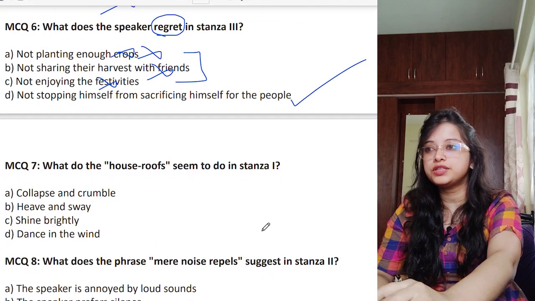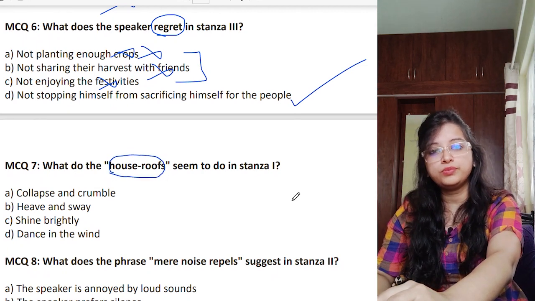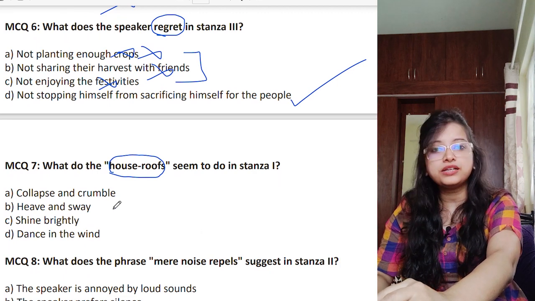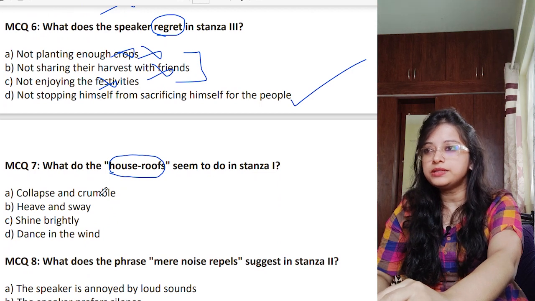Next, move to the next MCQ. What do the house roofs seem to do in stanza 1? Very, very easy. If you have read the poem, you can tell this. Collapse and crumble, heave and sway. Collapse and crumble, no. Heave and sway. Shine brightly, of course not.